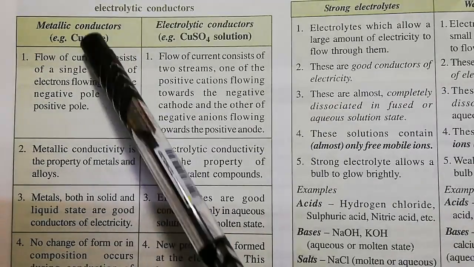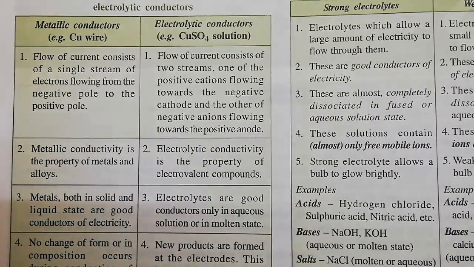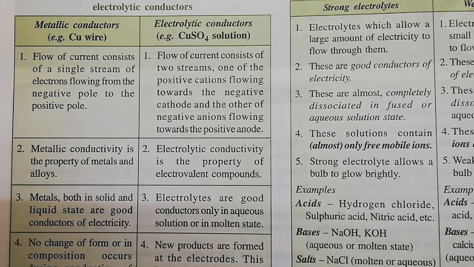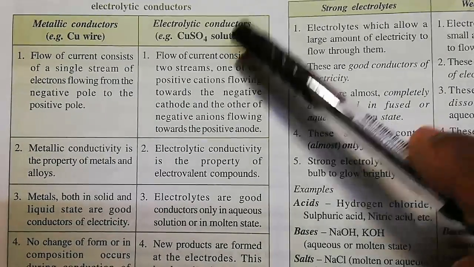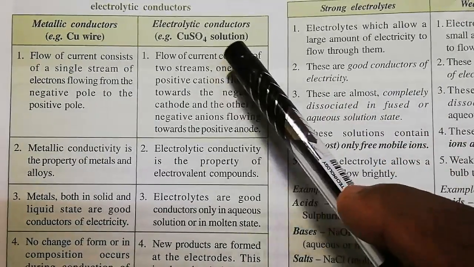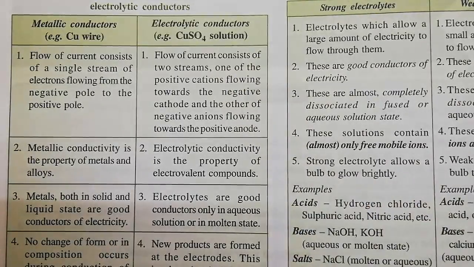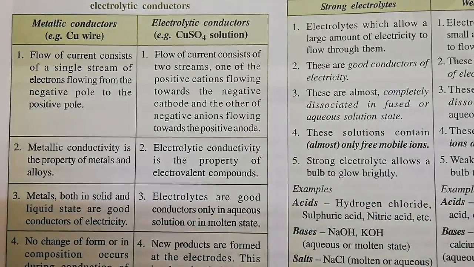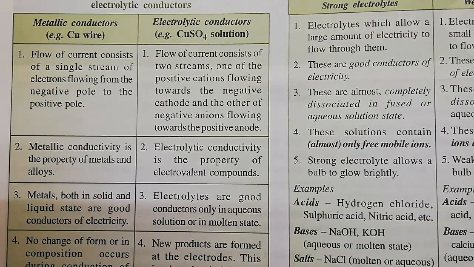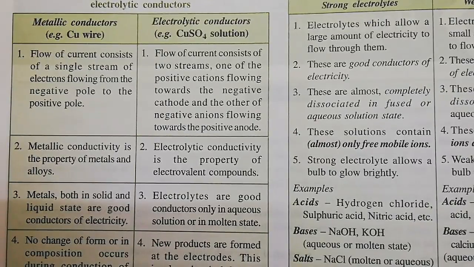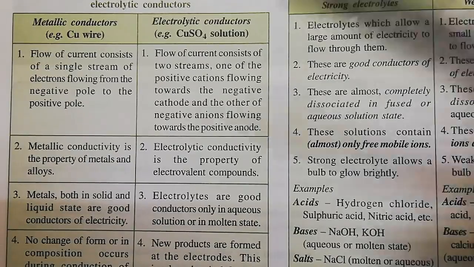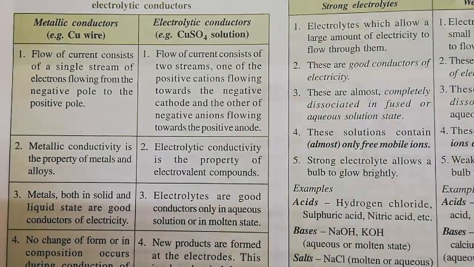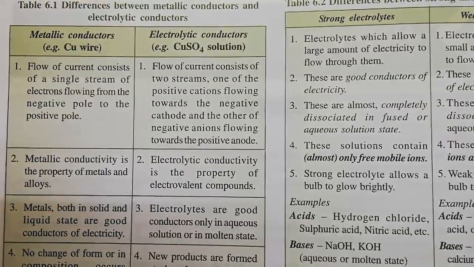For these types of conductors, the metallic conductors, electricity flows due to the passage of free electrons. They have free electrons, and those free electrons are responsible for conducting electricity. But in the electrolytic solution or electrolytic conductors, the conduction is possible due to free ions, cations and anions. And you know, positive ions are called cations and negative ions are called anions. The comparison of metallic conductors and electrolytic conductors is given here.